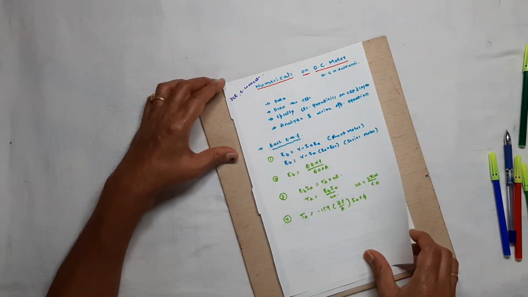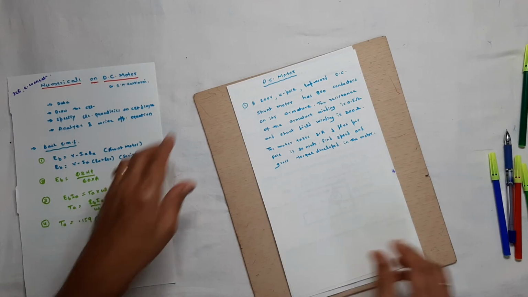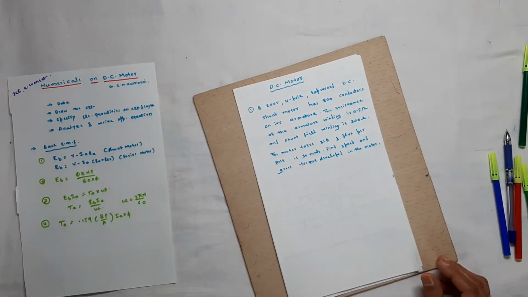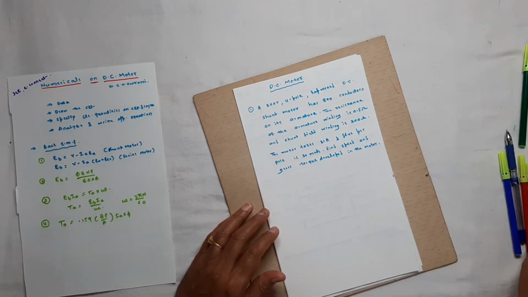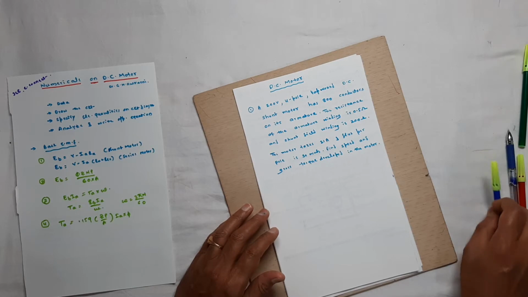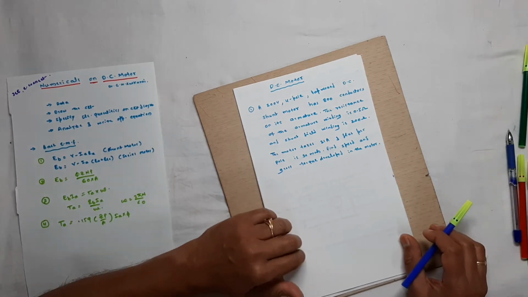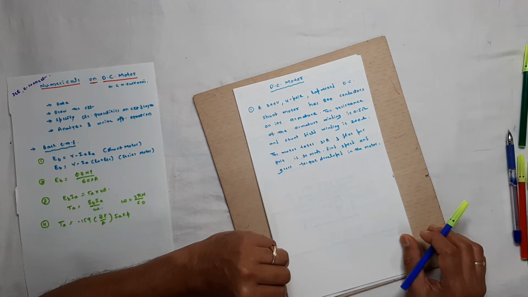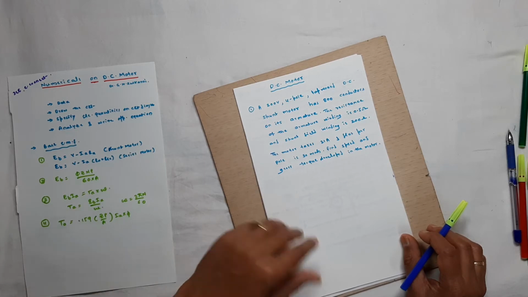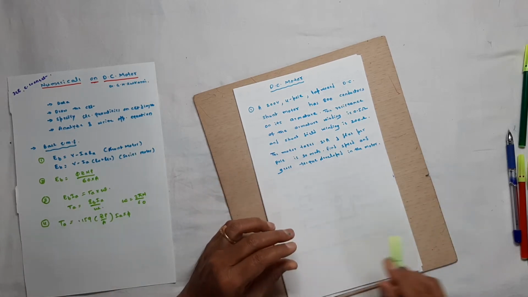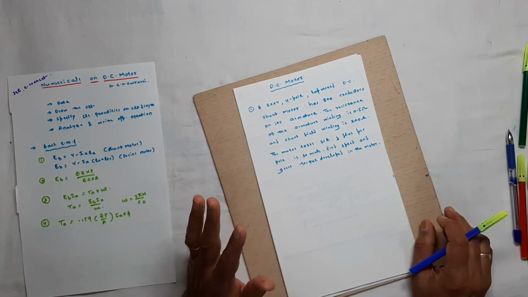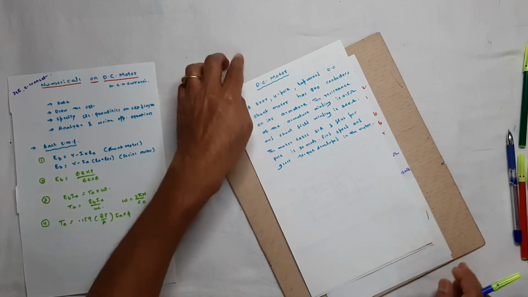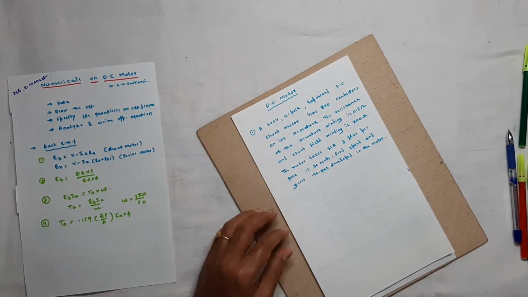We'll take up the first numerical, on the DC motor. The first is on the DC shunt motor. The numerical: a 200 volt, 4 pole, lap wound DC shunt motor has 800 conductors on its armature. The resistance of the armature winding and the shunt field winding is given. The motor takes 21 amperes. The flux per pole is also given. Find the speed and the gross torque developed in the motor. Therefore, he asked you to find out the gross torque as well as the speed.